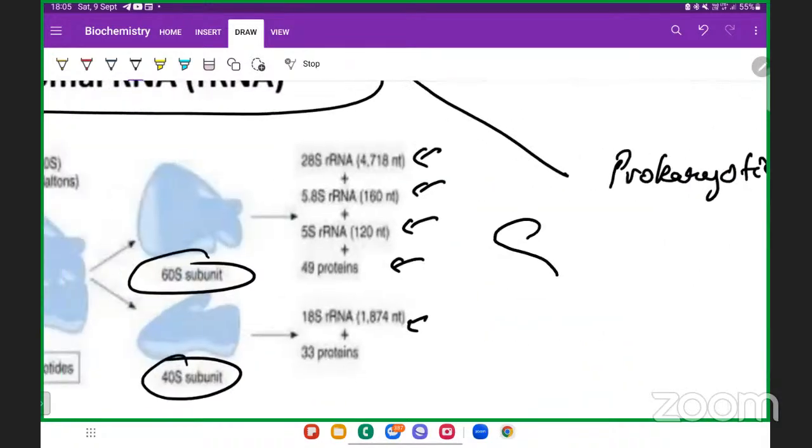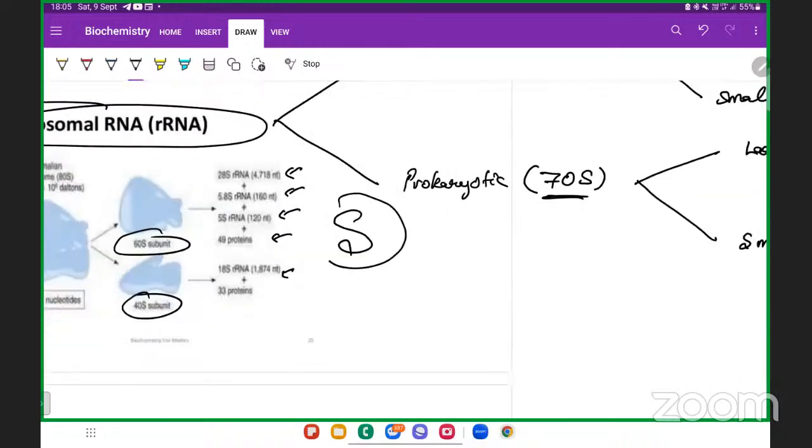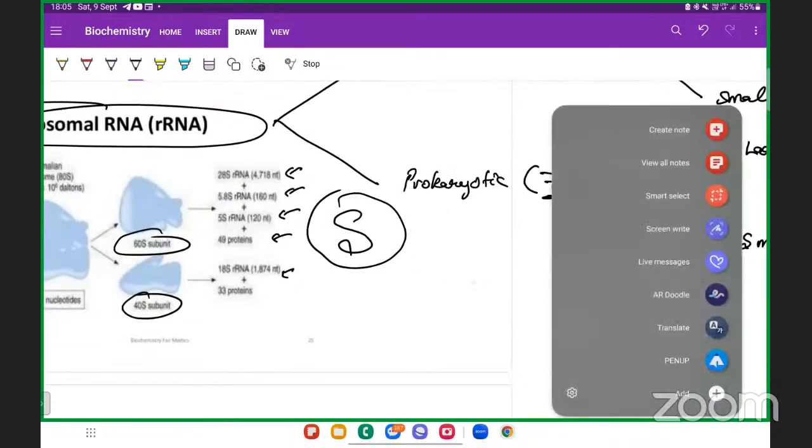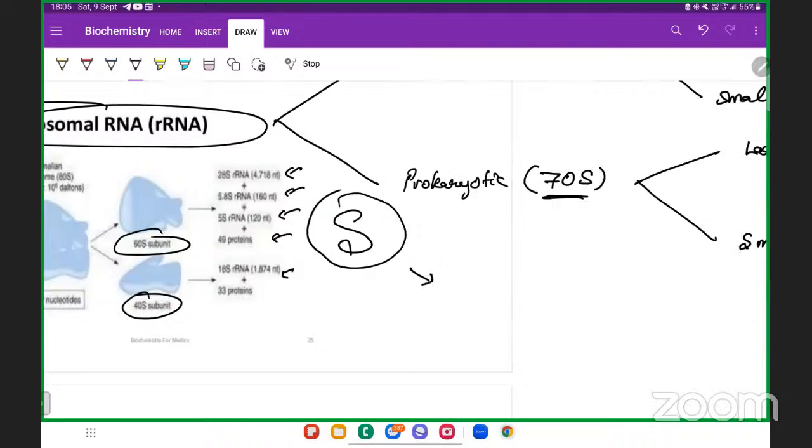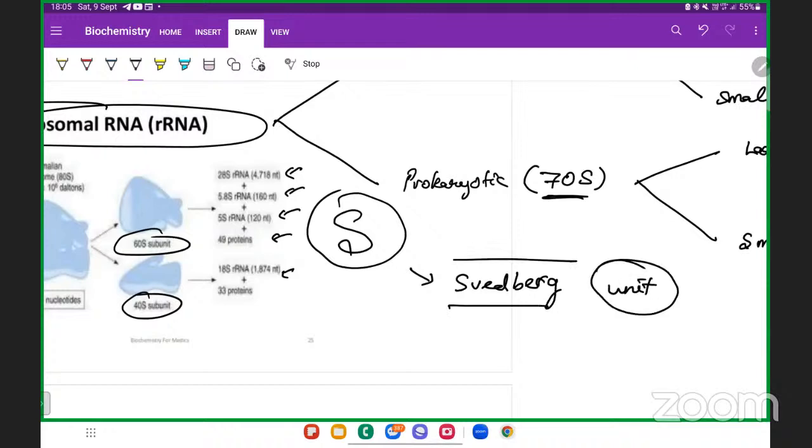What is this S? Many people ask me what this S stands for. S stands for Svedberg, and it is nothing but a unit, guys. It's just a unit, nothing more than that. Just remember Svedberg is a unit. If you have any doubt till this point, you can ask.